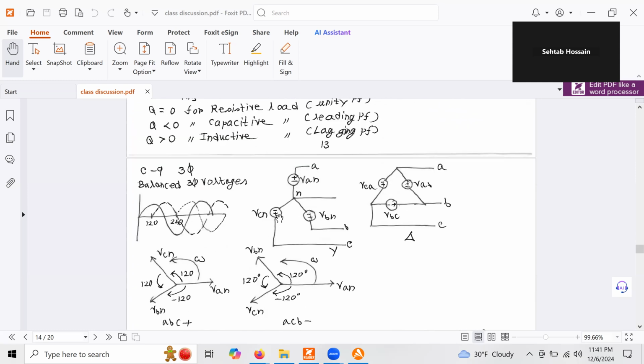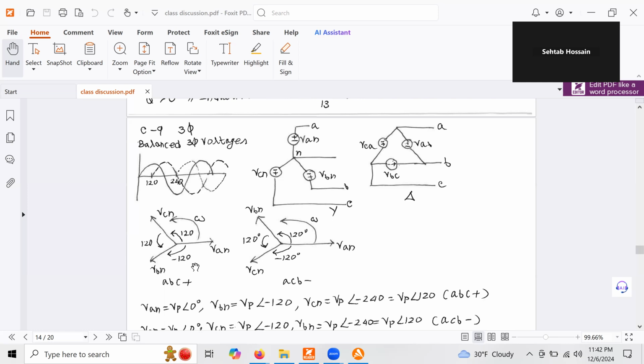I have three phase, that means three wire. So I have one sinusoidal over here, another sinusoidal over here, another sinusoidal over here. So these are the three AC voltage waves over here. For that case, I have three AC voltage sources over here. This is the Y connection, and for delta connection, it will be in this fashion.